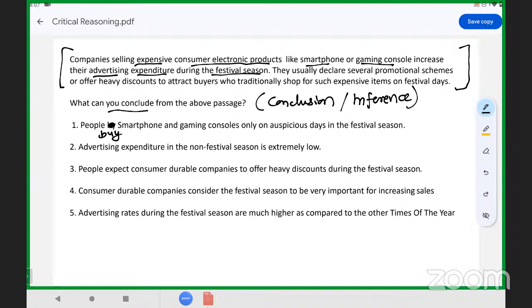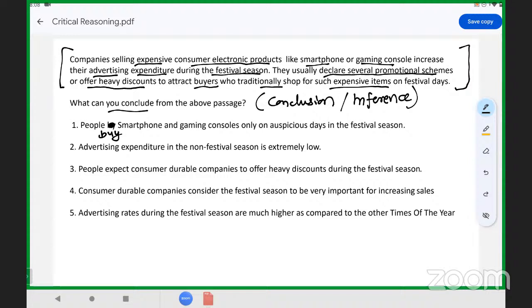Next, they usually declare several promotional schemes for these expensive consumer electronic products, or offer heavy discounts to attract buyers who traditionally shop for such expensive items on festival days. So we have to find out a conclusion for the above passage.